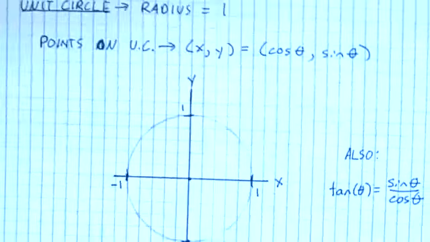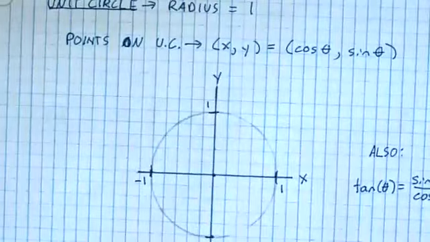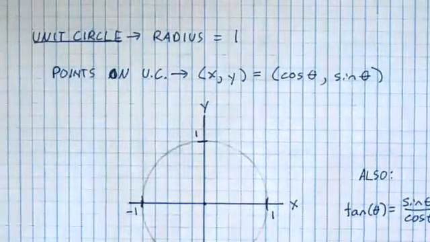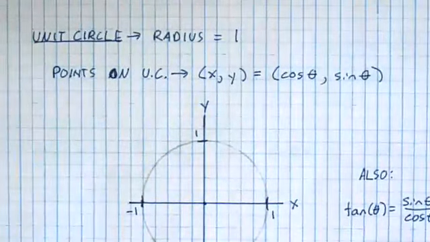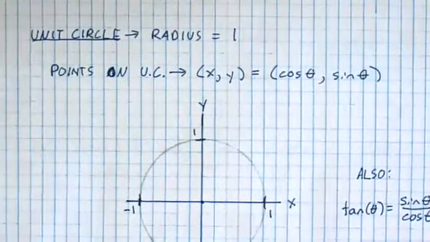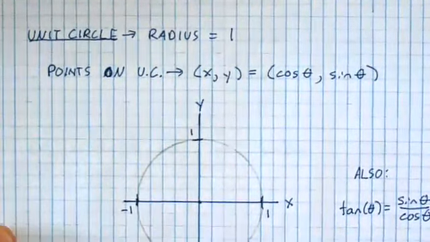Unit circle. Don't know how much of this is going to be familiar to you. I'm going to give you some good facts about the unit circle that are going to make your life a little bit easier here. So the unit circle is defined as a circle with a radius of 1. I should put on here also it's centered at the origin.